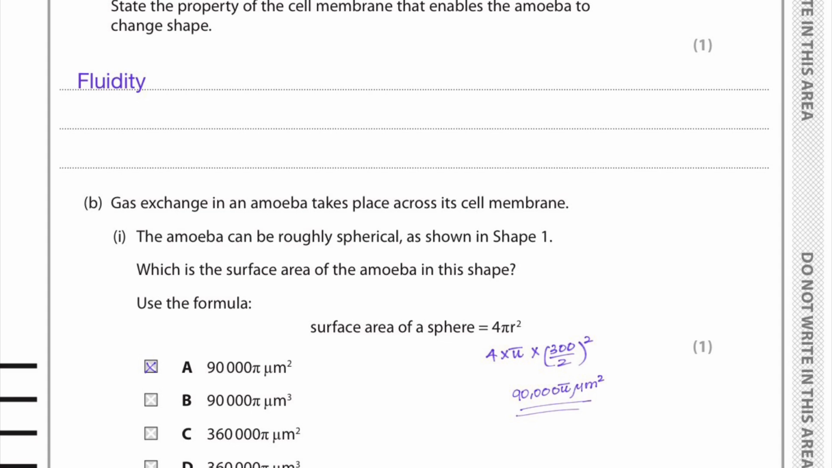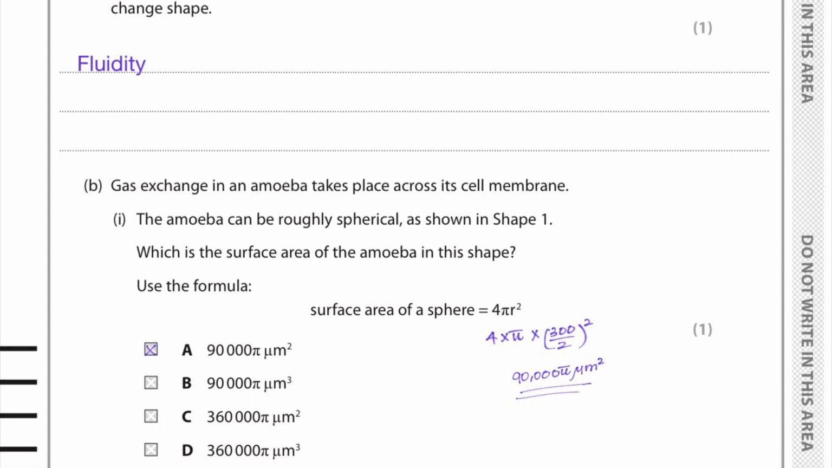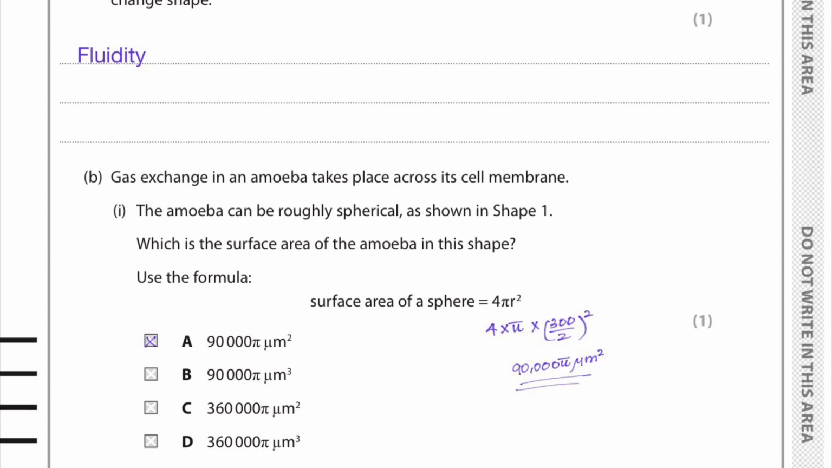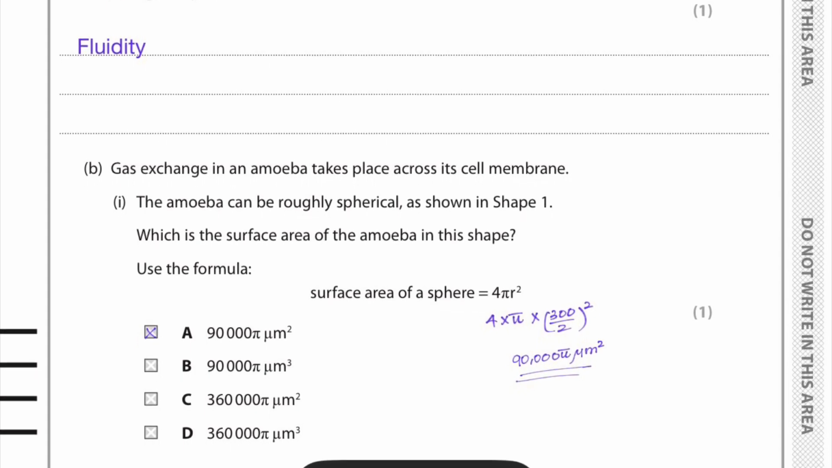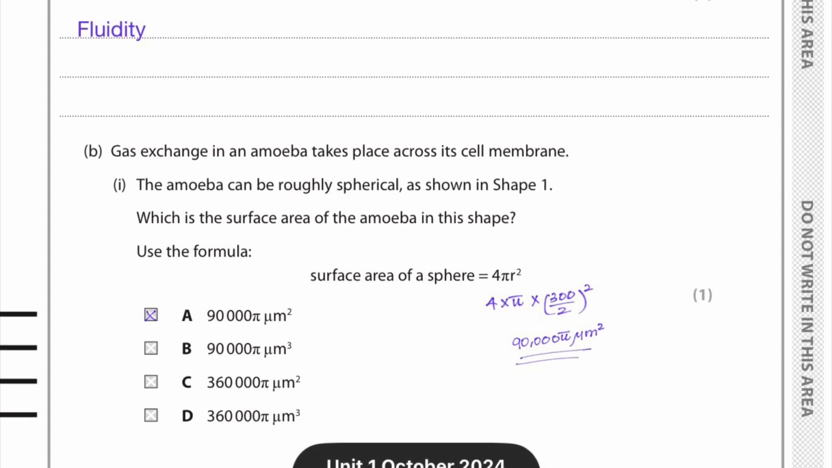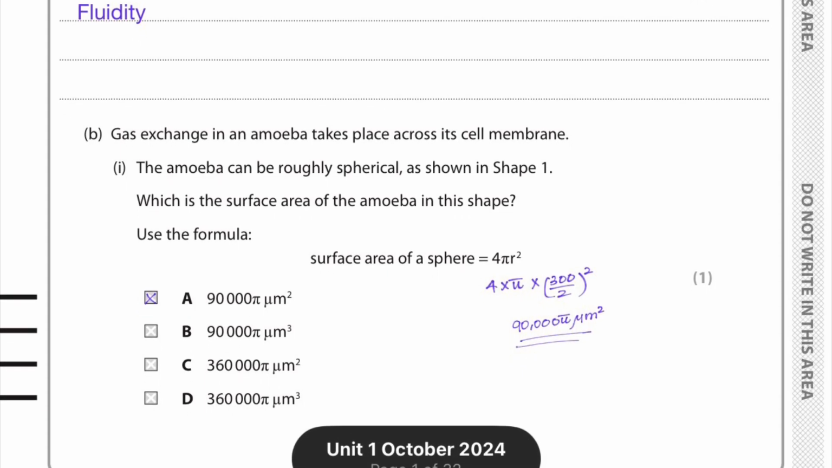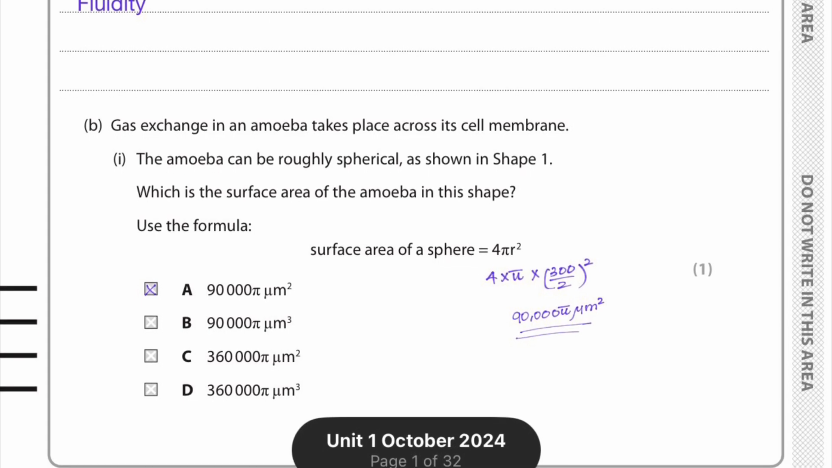In part B, gas exchange in an amoeba takes place across its cell membrane. The amoeba can be roughly spherical, as shown in shape 1. They ask, which is the surface area of the amoeba in this shape? They have given us the formula for surface area of a sphere. From shape 1 above, the diameter is 300 micrometers.